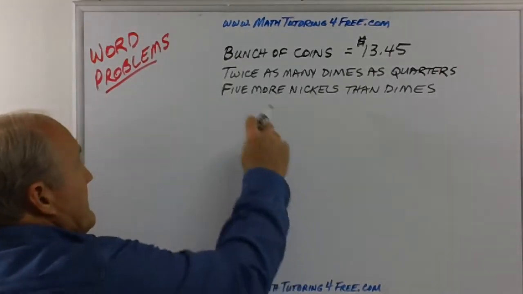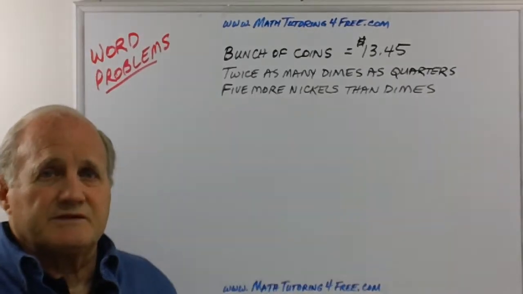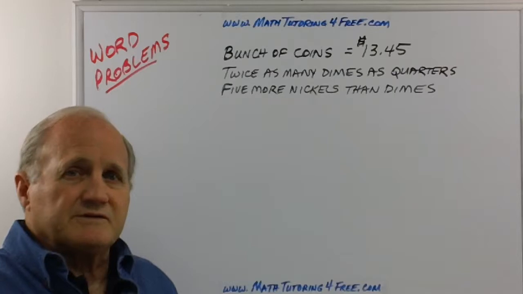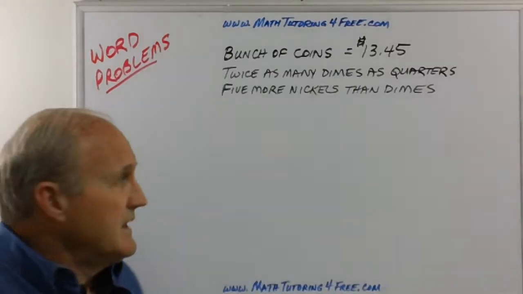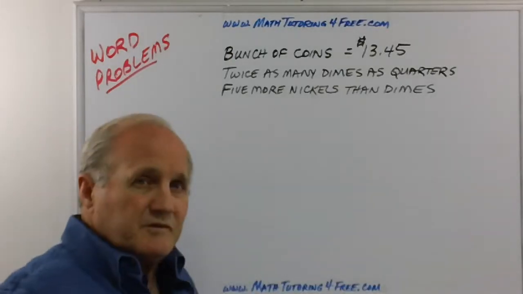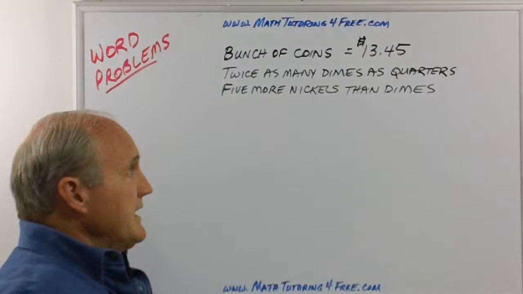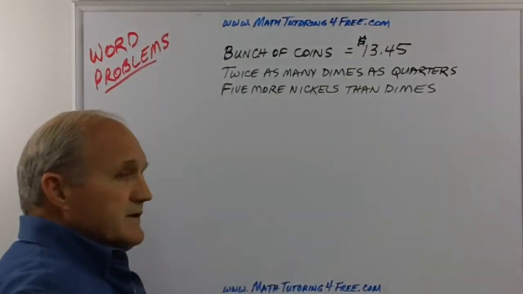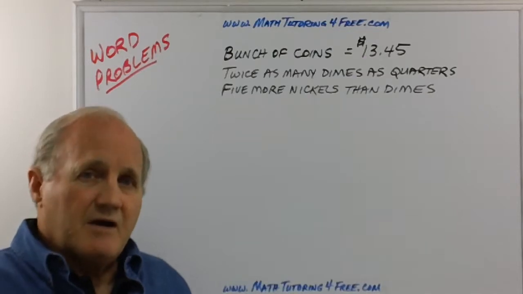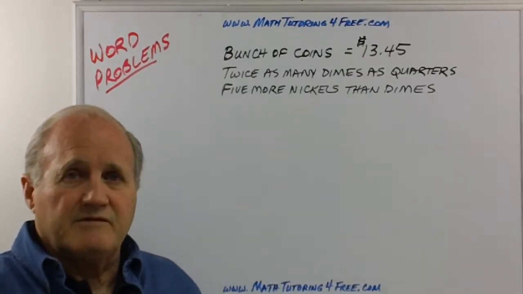Right now we're saying we have a bunch of coins, and we know the total value of those coins is $13.45. And those coins are made up of nickels and dimes and quarters. And one of the things we've done is counted. We know that we've got twice as many dimes as we do quarters. And we've got 5 more nickels than we do dimes. Now the question is, how many of each of those denominations do we have?